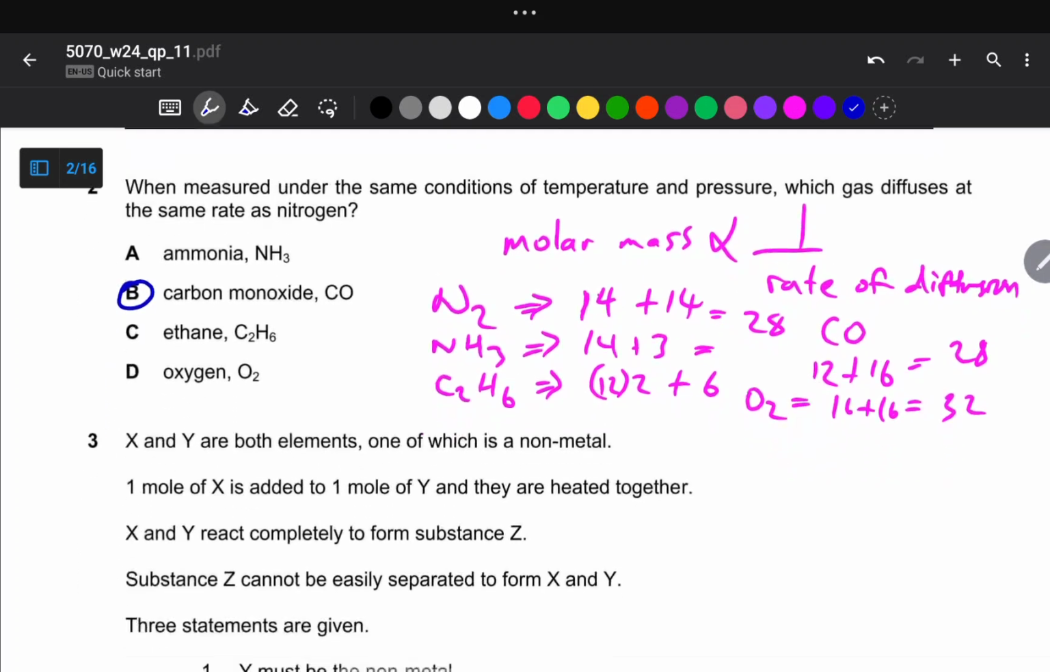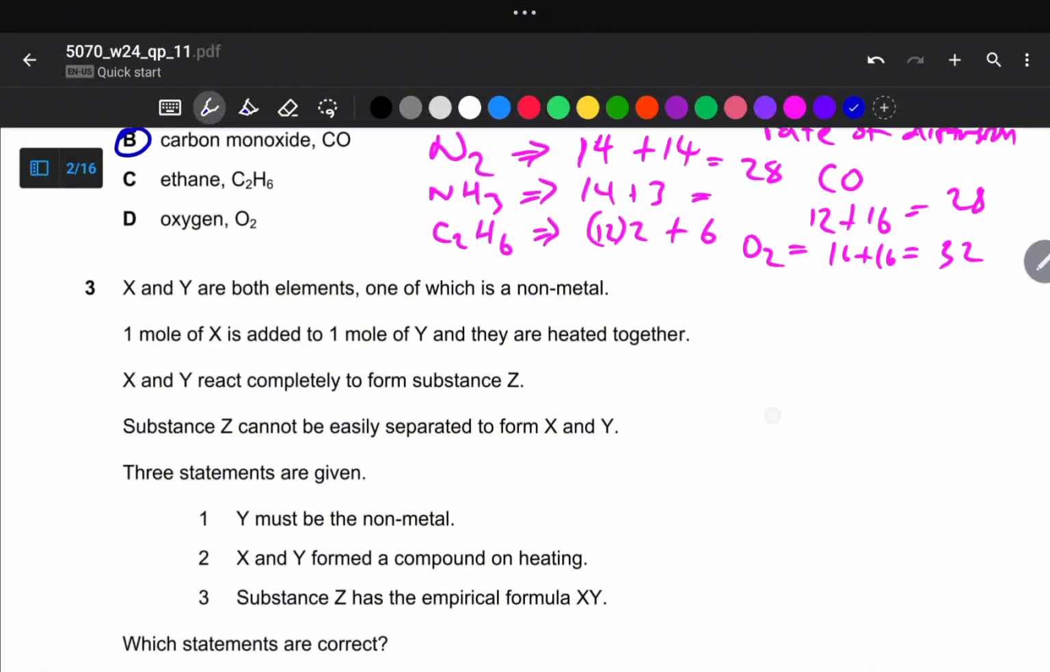So we now move on to question number 3. Question number 3 says X and Y are both elements, one of which is a non-metal. One mole of X is added to one mole of Y, and they are heated together. X and Y react completely to form substance Z. Substance Z cannot be easily separated to form X and Y. So we are then given three statements.